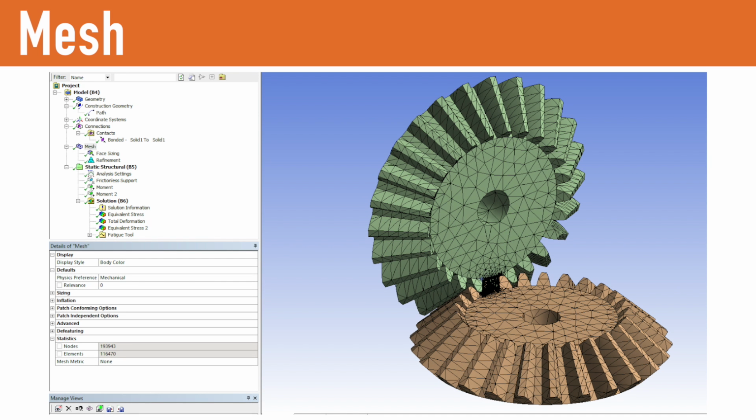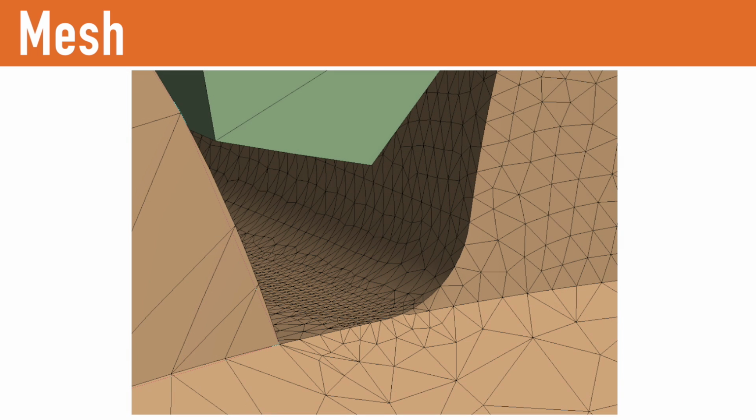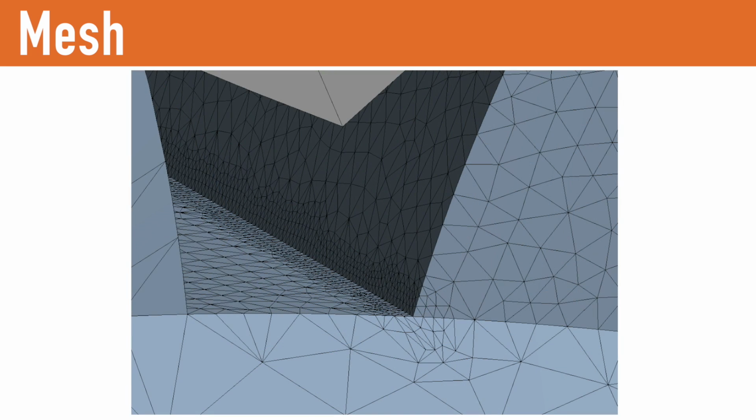A mesh was first created using default element types and sizing. To increase computational efficiency, the mesh was only refined on the two teeth that make contact. Further refinement was applied at the root of the teeth, as this is where stress concentrations will be compared.